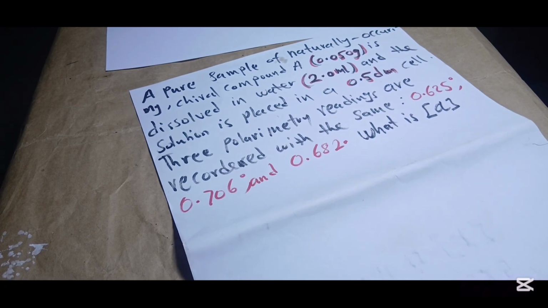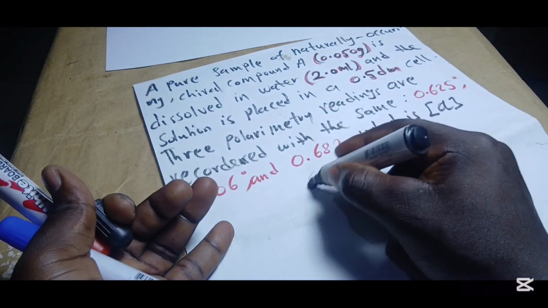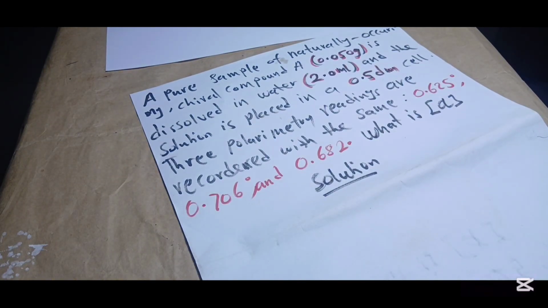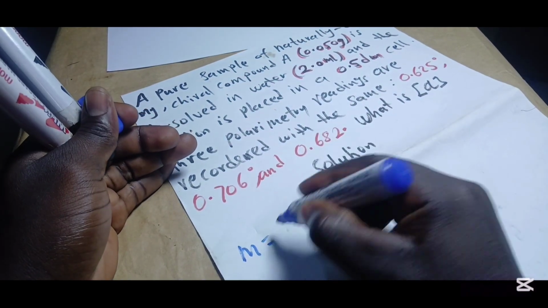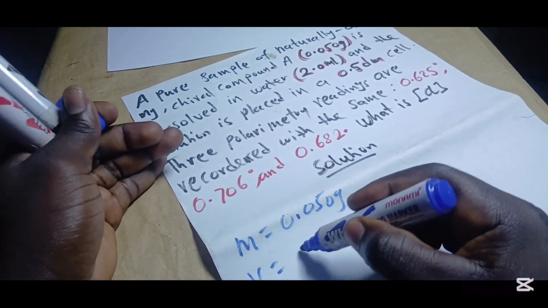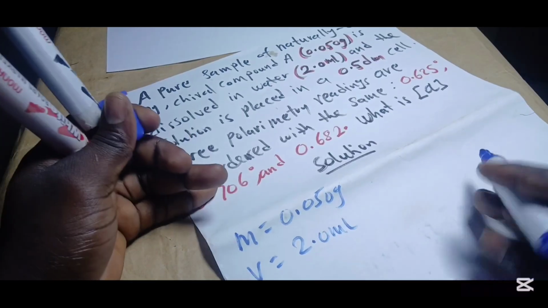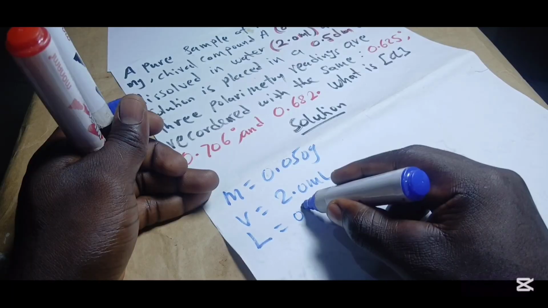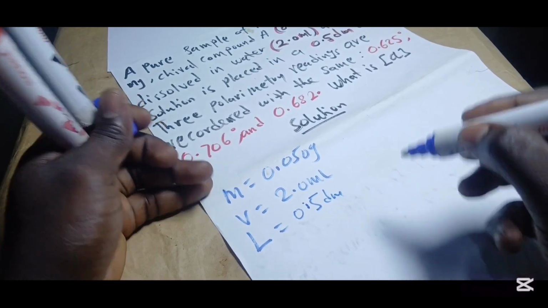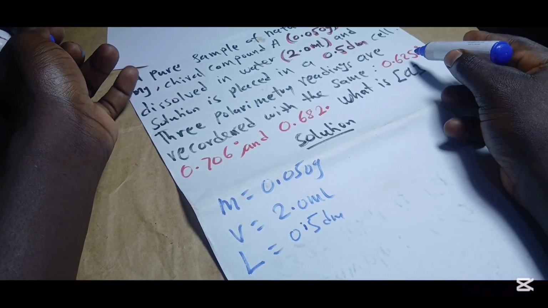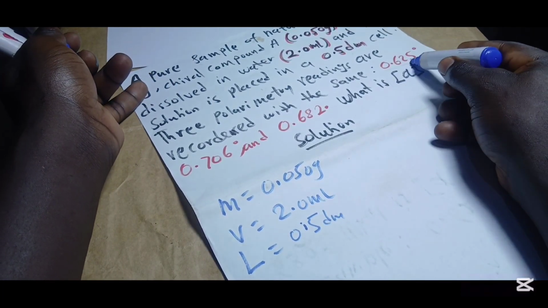So first of all, we need to calculate. Before that, let's see the parameters that we were given. So we have the mass of the solution, which is 0.050 grams. And we have the volume, which is 2.0 ml. And we have the path length to be 0.5 decimeters. So the given polarimetry readings, I mean the observed rotations that were recorded in the experiment, are these.